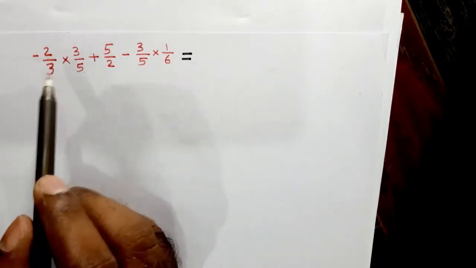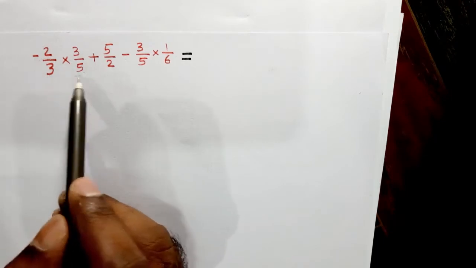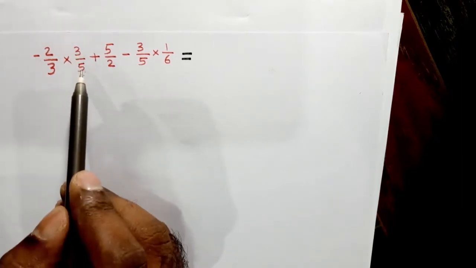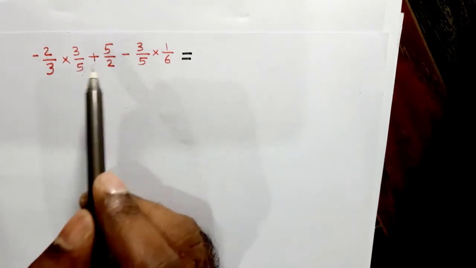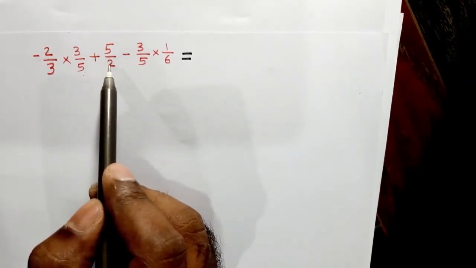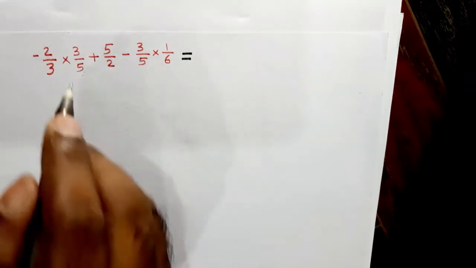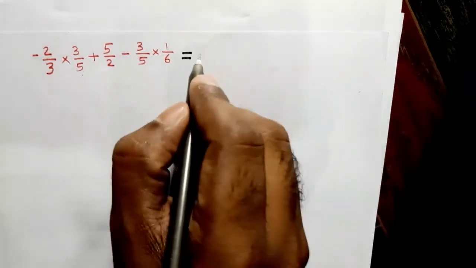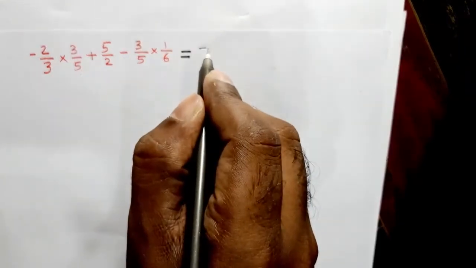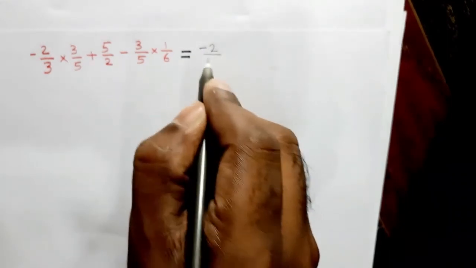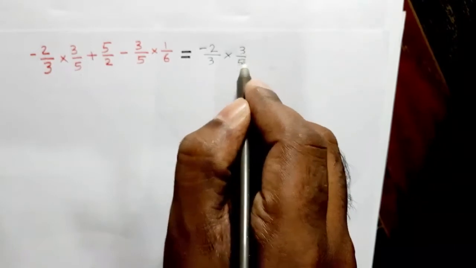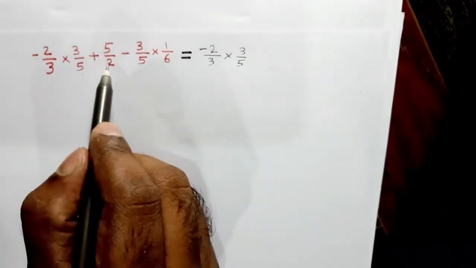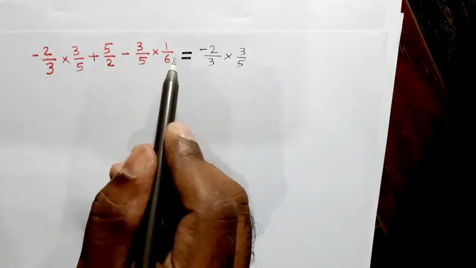Now we can observe each term. In the first term there is 3 by 5. In the last term also 3 by 5 is there. But in the second term there is no 3 by 5. So we can do one thing. We can write the first term minus 2 by 3 into 3 by 5. Then this plus 5 by 2 minus 3 by 5 into 1 by 6.